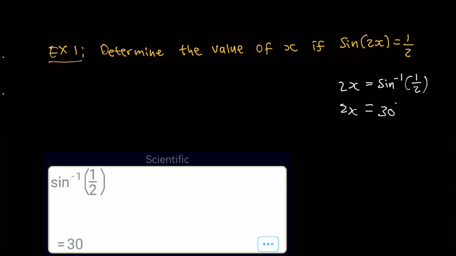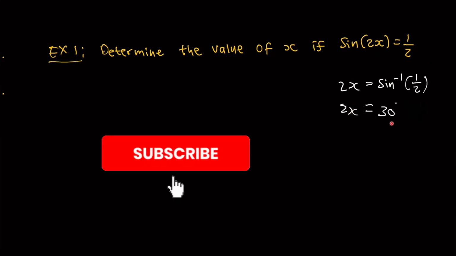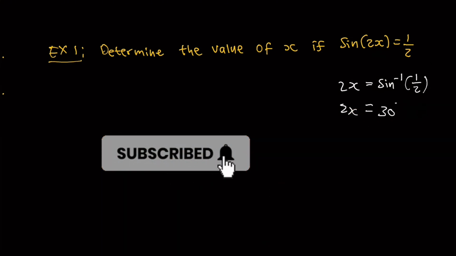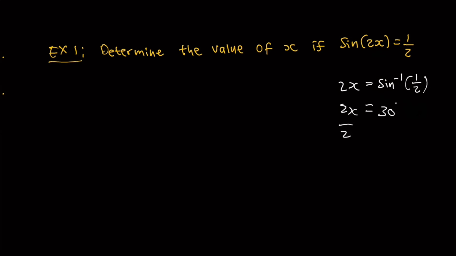Now, in order for you to be left with x on the left-hand side, what do you do? You divide both sides by 2. That's what I'm going to do. Divide both sides by 2. This side I'll be left with x, and this side I'll be left with 15 degrees. That is the value of x.